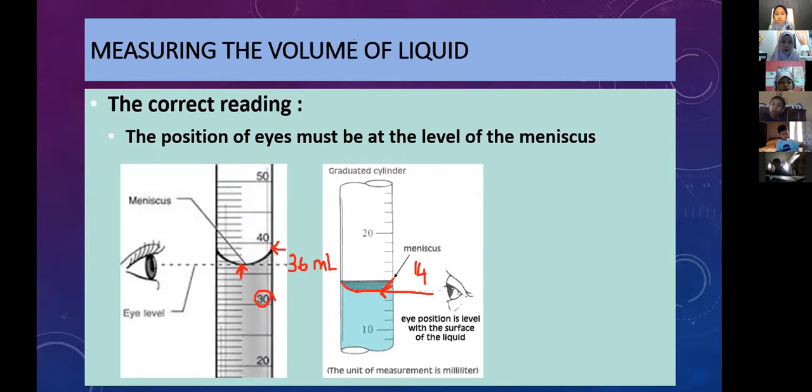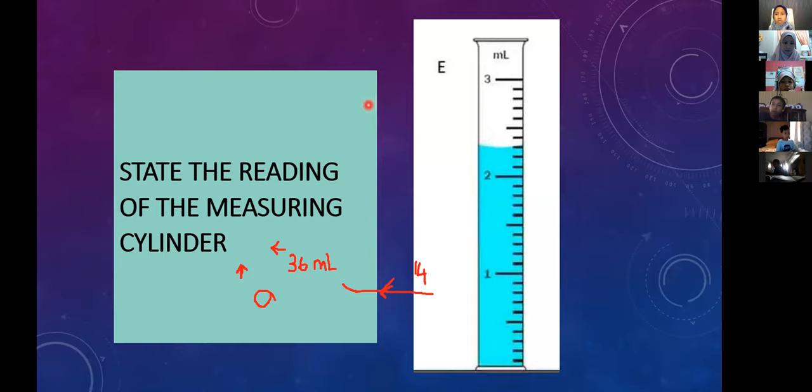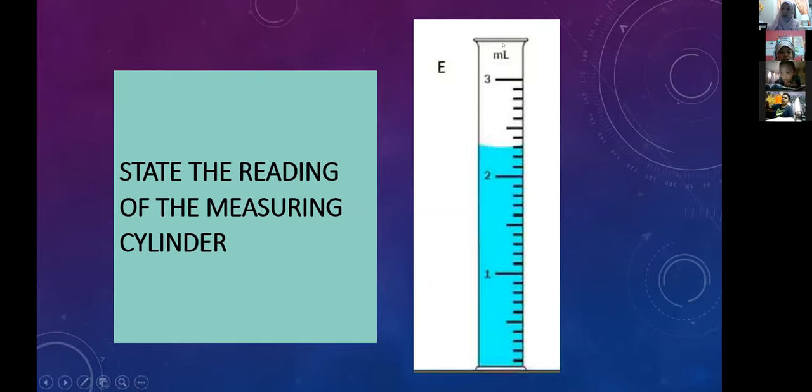Okay, let's proceed to the next slide. Now I want you to state the reading of this measuring cylinder. Do you still remember how to read the measuring cylinder? Give me your answer. What is the volume of this measuring cylinder? Okay, I hope I can get answer from you.